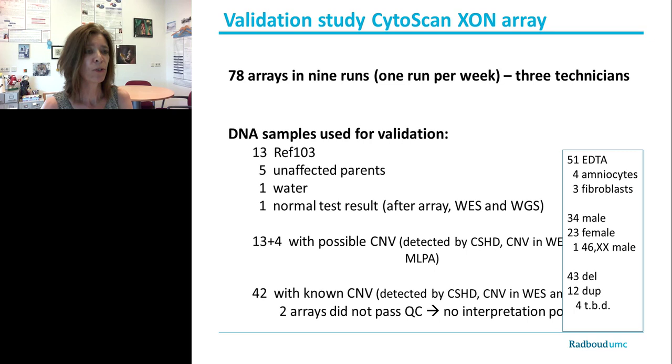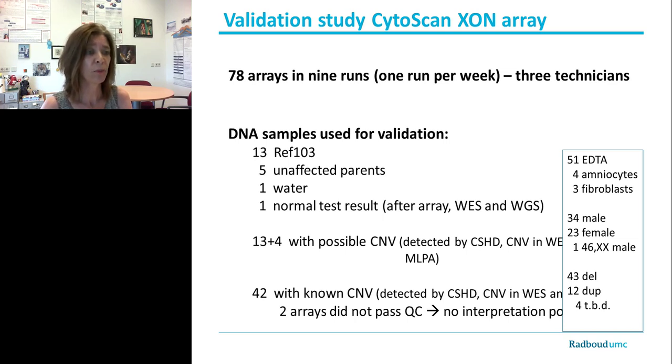Then for the validation study, we performed a total of 78 arrays in 9 runs with 1 run per week, and 3 technicians did all the work. And those were the 3 names that you saw on the first slide. Now, for the validation purposes, we used a Thermo Fisher DNA reference sample, number 103, and we used that 13 times, so on 13 arrays. And in addition to that, we had DNA from 5 unaffected parents, 1 DNA with the normal test results after array, whole exome, and whole genome sequencing, and also a water sample.